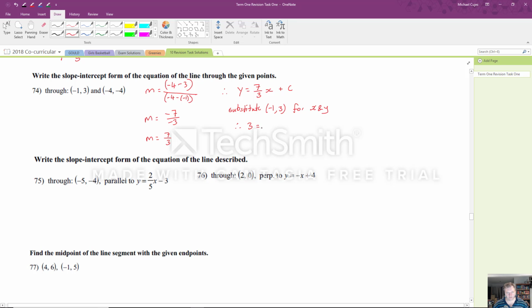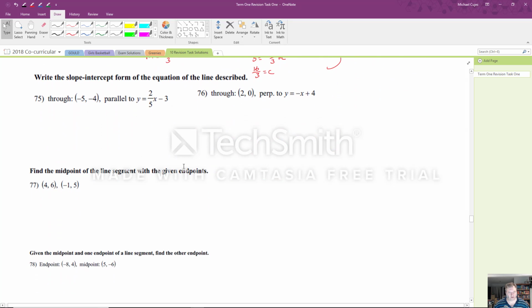So I'm going to have 3 equals 7/3 times -1 plus c. So 3 is going to equal -7/3 plus c. I've got to add 7/3. 3 was 9/3. That's going to be 16/3 equals c. So from all of that, I now have the equation y is going to equal 7/3 x plus 16/3. Nearly there. I think we can do a couple more slope-intercept questions now while we're on a roll with them.